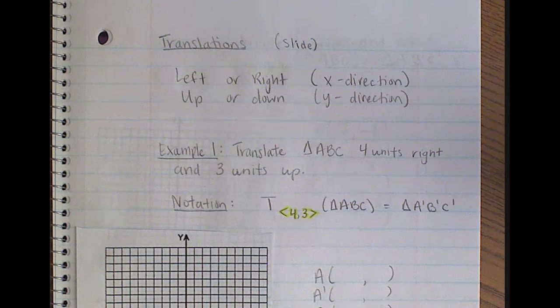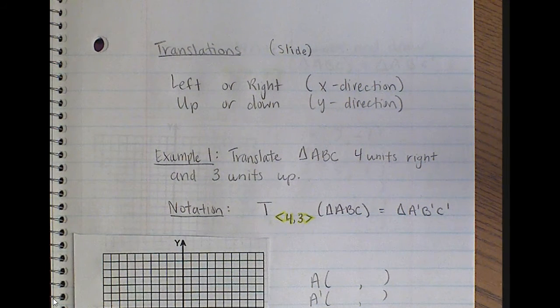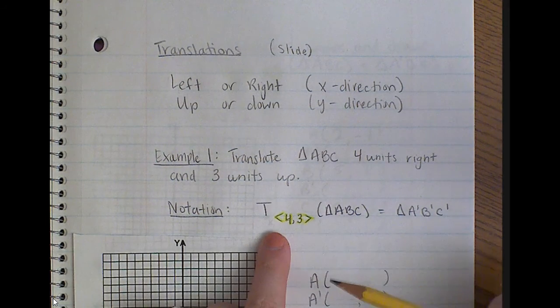Go ahead and jot down example 1 right here. Translate triangle ABC 4 units right and 3 units up. So we've been talking about this word notation, which if you don't remember, it just stands for the symbols or the shorthand of what we're trying to explain. In math, mathematicians won't typically write out the entire sentence of what they're trying to say. We use symbols a lot. So this notation here kind of summarizes the directions.